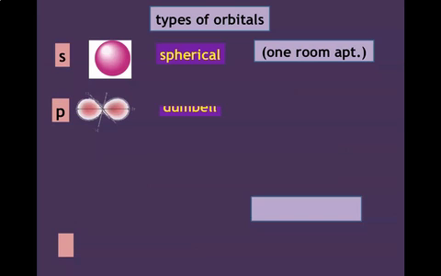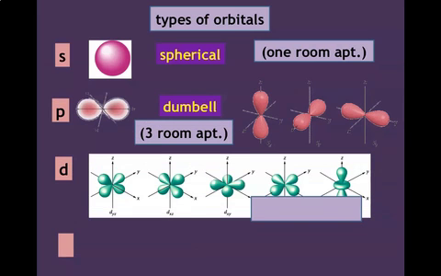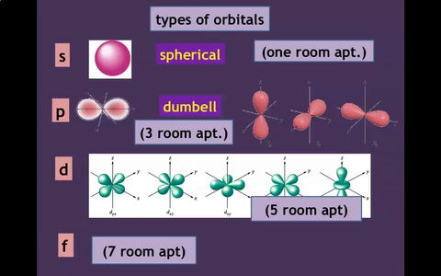The P orbitals have the shape of a dumbbell, and they can be in three different directions: on the X-axis, the Y-axis, and the Z-axis, which gives us a three-dimensional shape. So we have three different rooms, three different possibilities. On the D orbitals, there are 5 different possibilities, so that's like a 5-room apartment. And the F is like a 7-room apartment. So you can see a pattern here. They go in odd numbers: a 1-room, 3-room, 5-room, and 7-room.